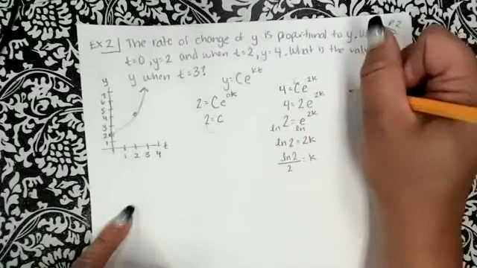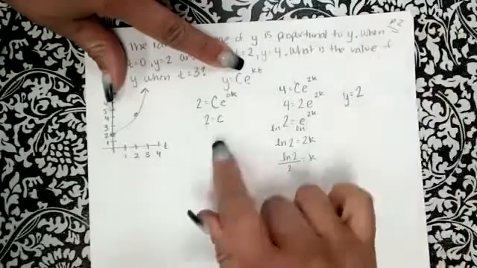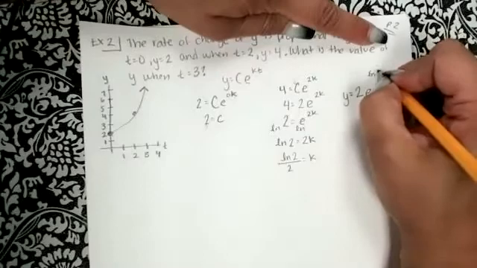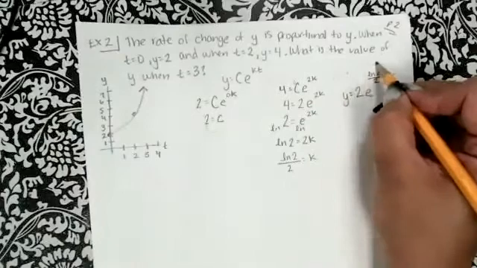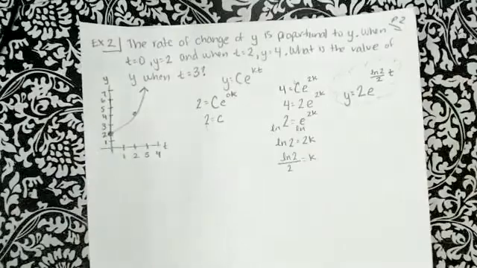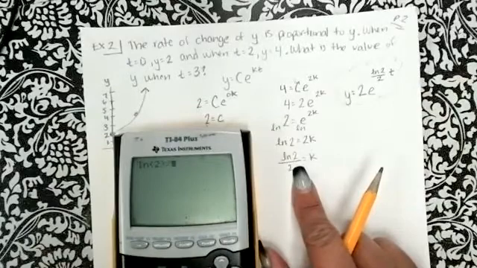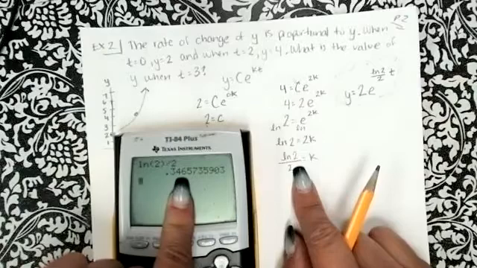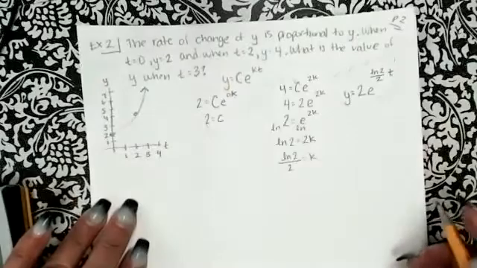So my equation comes out to be, and this will be the entire graph, y equals c e to the k, where k is natural log of 2 divided by 2, times the time. That's the equation for any point on the graph. If I take the natural log of 2 and divide that by 2, I get a positive 0.347. And remember what we said? The k has to be positive because this is a growth.